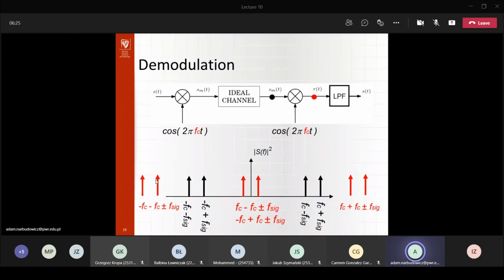And then of course we are interested in the low frequencies. So we use a low pass filter, extracting our baseband signal, recovering our information, and those other signals simply get filtered out, so they are kind of an undesired product.